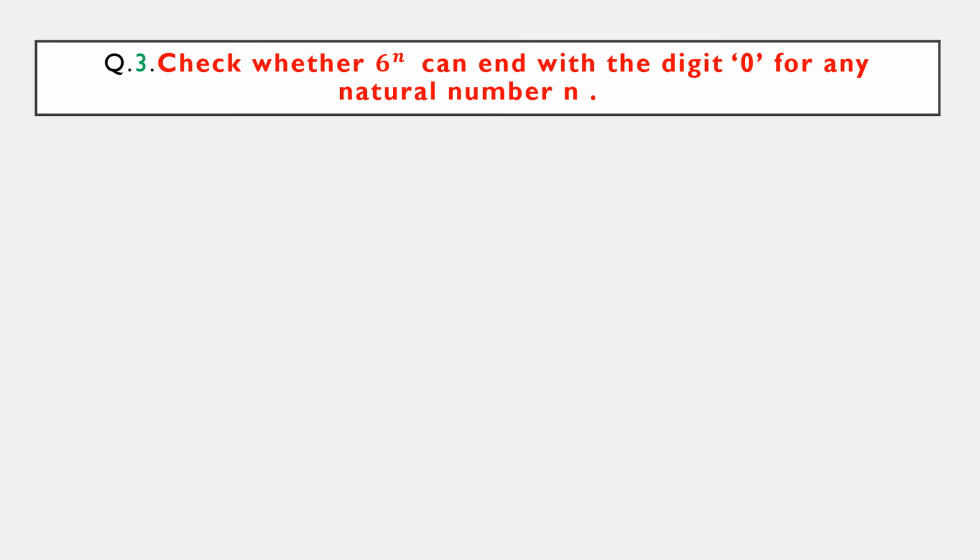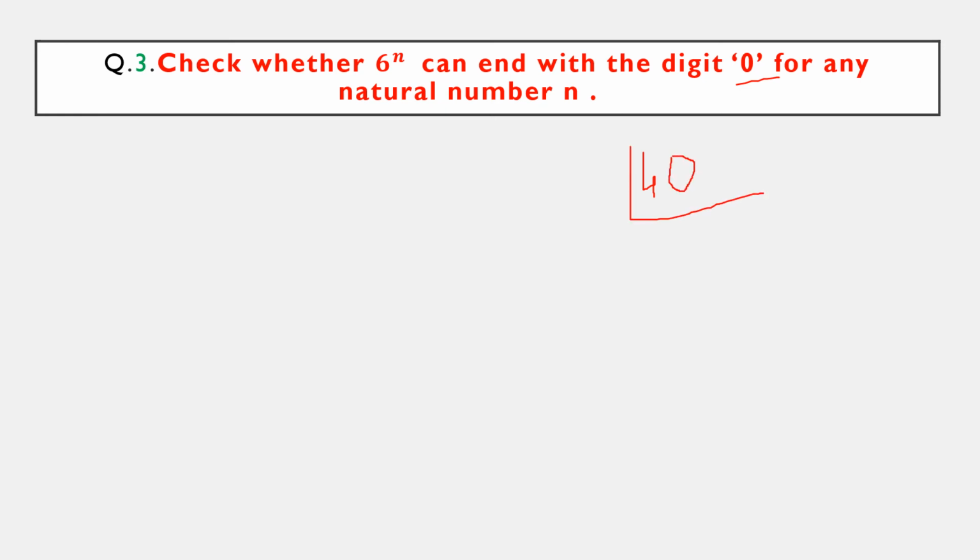So here is your next question. Check whether 6 power n can end with digit 0. Okay, means 6 power n should end with the digit 0. So let us take one example number which is ending with 0. Suppose I am taking 40 here.